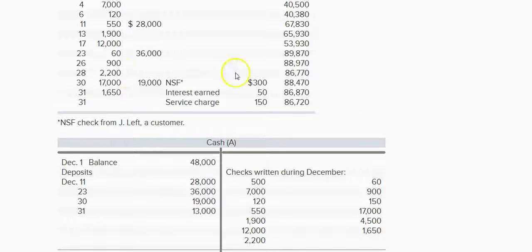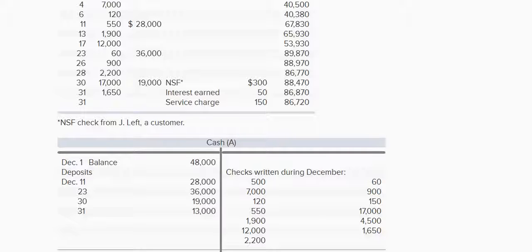A check for $60, it was cashed. A check for $900, it was cashed. So far, everything has been cashed. A check for $17,000, cashed. A check for $1,650, and it was cashed or cleared the bank.